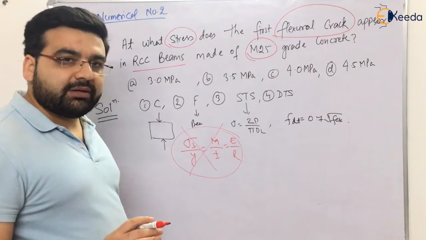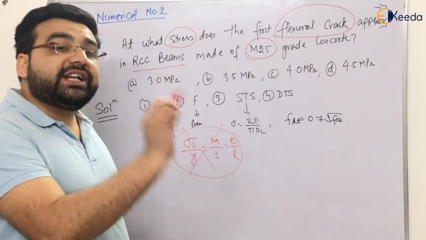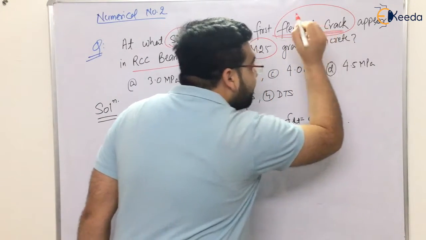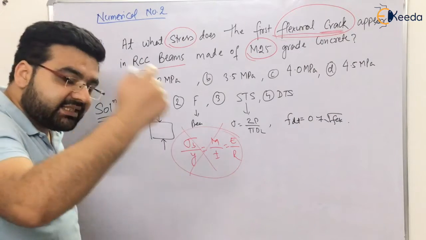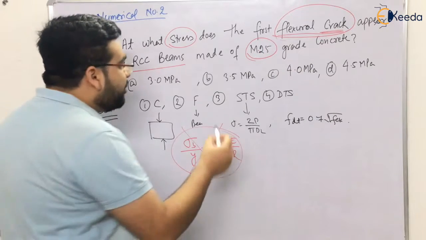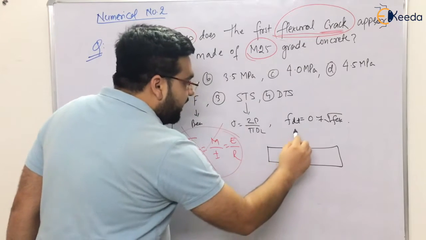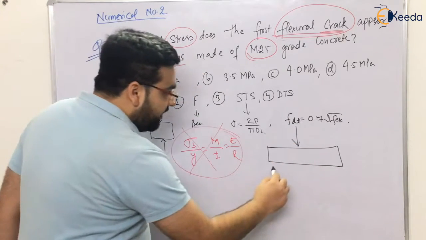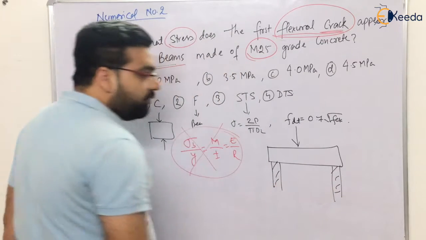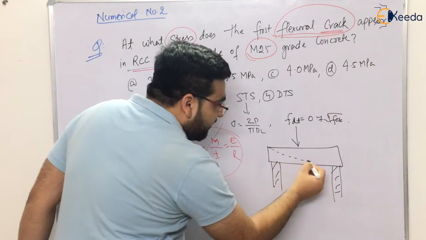Whenever a numerical type question comes in the GATE examination, read it very carefully, even the minute details given. It is saying flexural crack. Now apply some brain. Flexural is bending. Let us say you have an RCC beam, and these are the supports. If you apply some loading here, what will happen? The deflection will be like this.